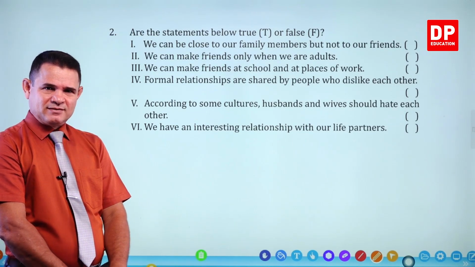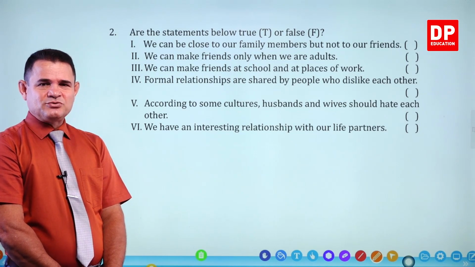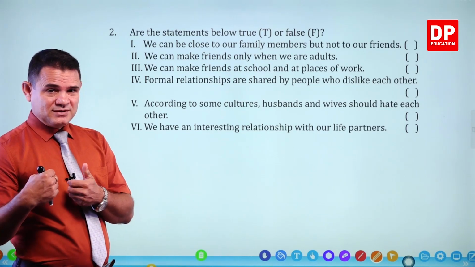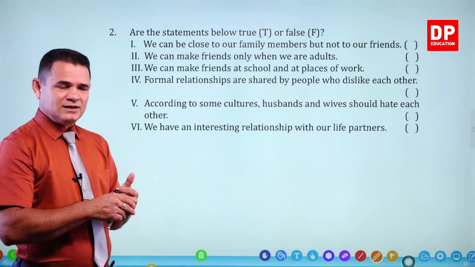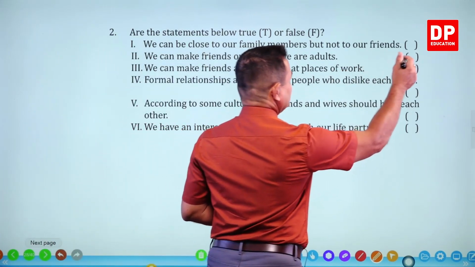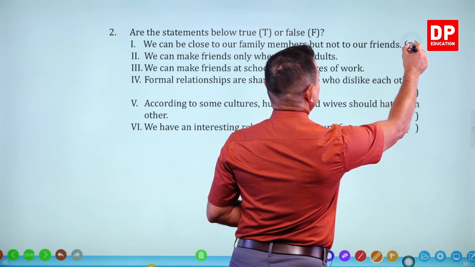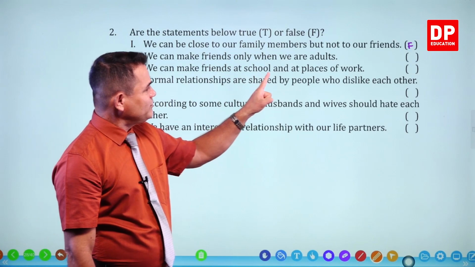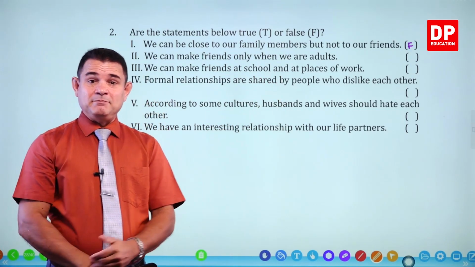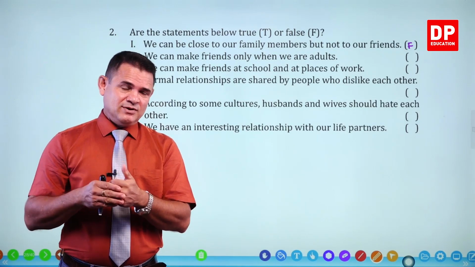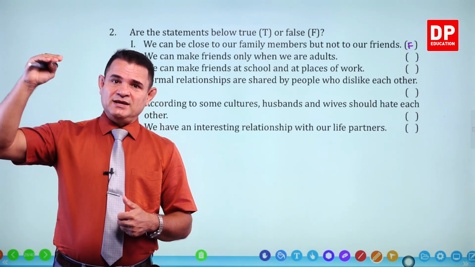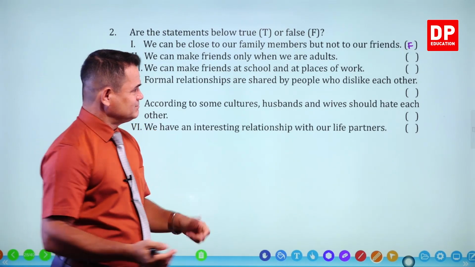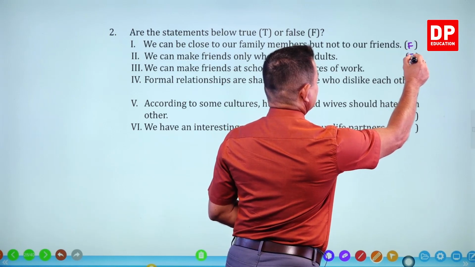essay එකට අනුවයි අපි සැබෑ ජීවිතේ. Is it true or false? No, we can be close to our family members and we can be close to our friends as well, no? So then this one is false. We can make friends only when we are adults. අපි වැඩිහිටියෝ වුණාම විතරයි, not in childhood. True or false? It's false. You can easily understand.